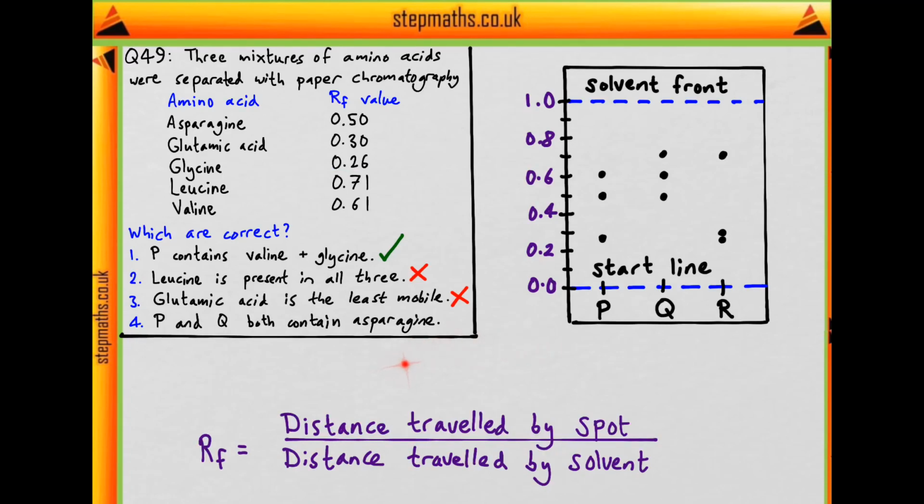Finally, point 4 tells us that P and Q both contain asparagine. So what are we looking out for? Asparagine has an RF value of 0.5, and can we see this in mixtures P and Q? Well, 0.5 is about here. We've got a spot there for P and a spot there for Q. So we can say that 4 is correct. So our final answer of 1 and 4 being correct corresponds to B on the question paper.